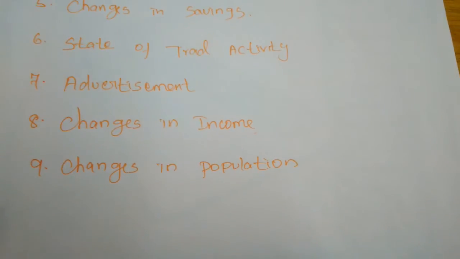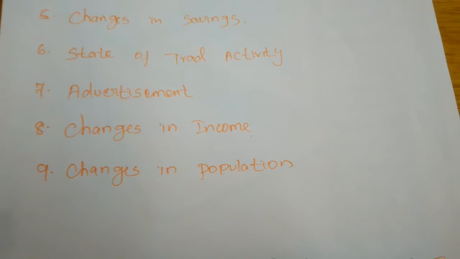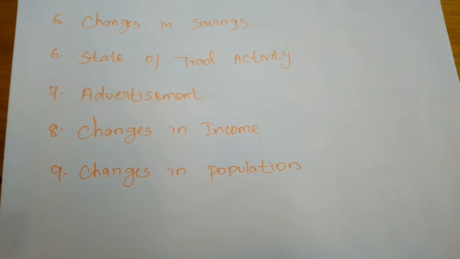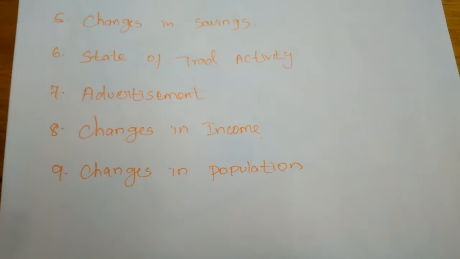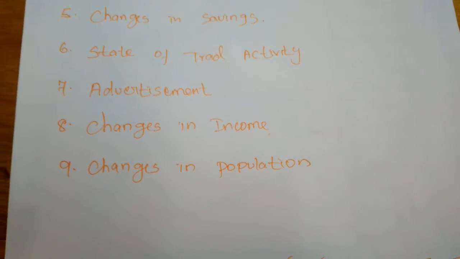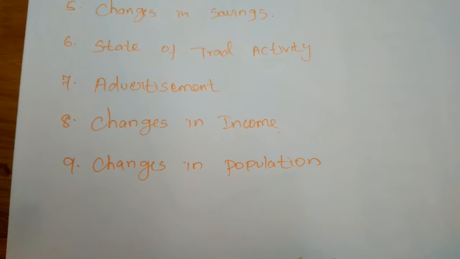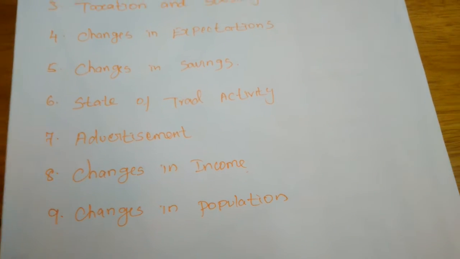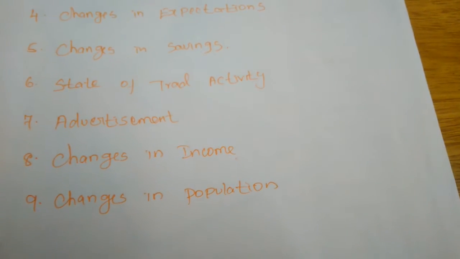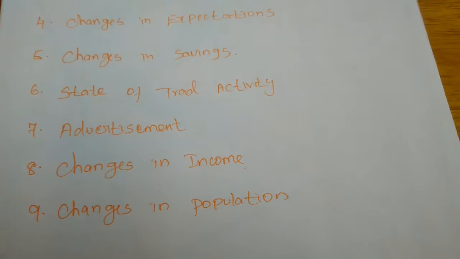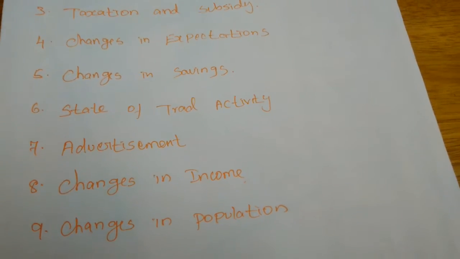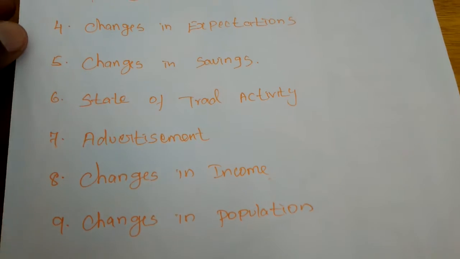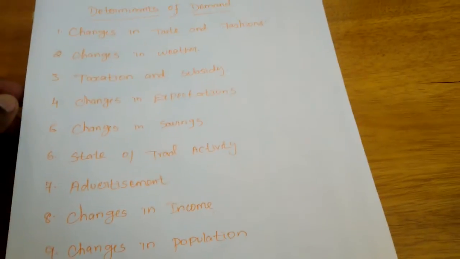Next, changes in population. Normally, whenever the population increases, the government must increase the amount of commodities for the purpose of the increased population's consumption. The increased population will consume more commodities, so the government or the entrepreneur must increase the supply. The demand for a commodity will increase whenever the population increases. Otherwise, if the population decreases, there is no need to produce more commodities, right? So the 9 points we have already studied.